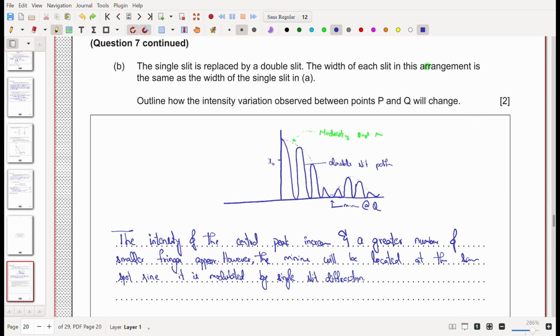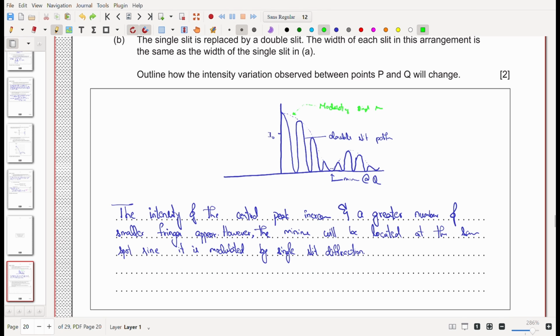The double slit pattern actually looks just like a curve with the same peaks, not at different peaks. But since we are considering the width of the slit in this arrangement, we are going to assume that the modulating arrangement does exist. There's one more thing that we have to consider. The initial intensity is going to be greater than our I naught. Now, I also wrote it out over here. So the central peak increases and a greater number of smaller fringes appear. Now this is all very clear on the graph. You guys might get full marks just for drawing that graph, but a verbal explanation never hurt anybody.